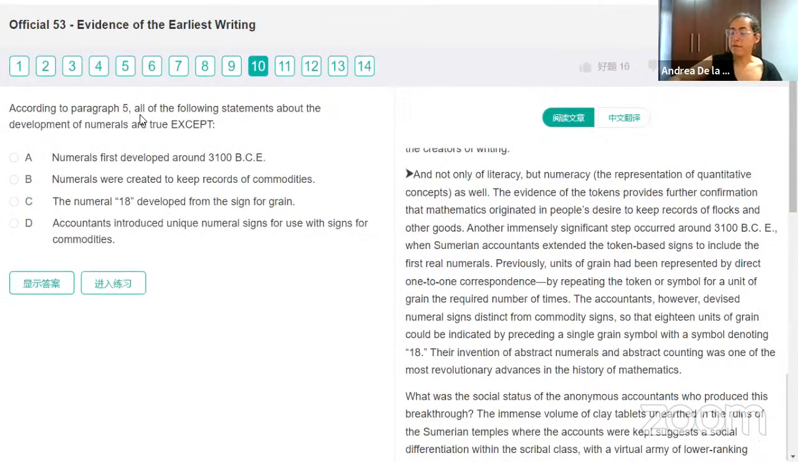According to paragraph 5, all of the following statements about the development of numerals are true except, tenemos otro except. Uno por uno hay que ir eliminando opciones.